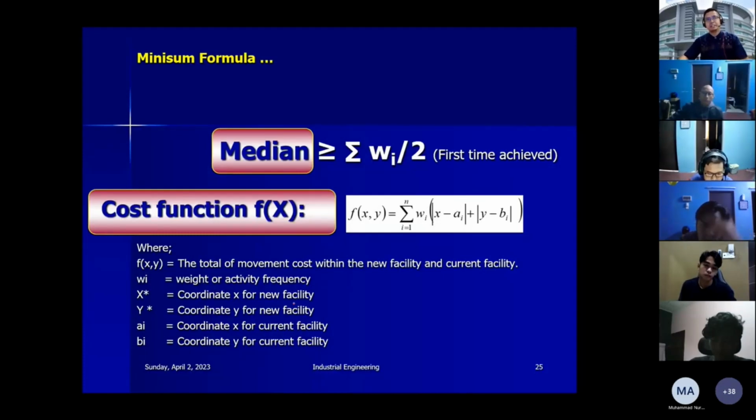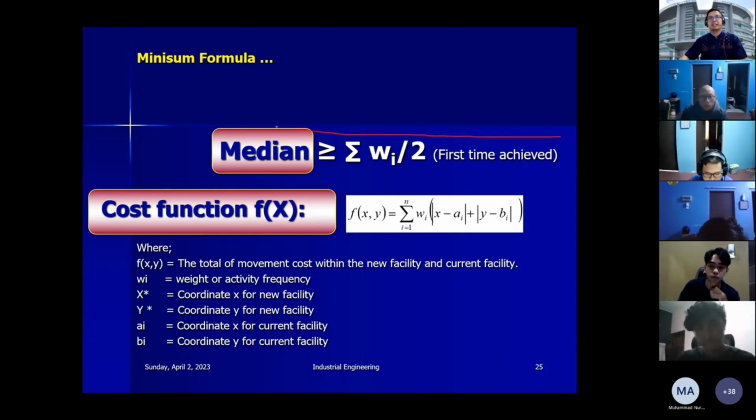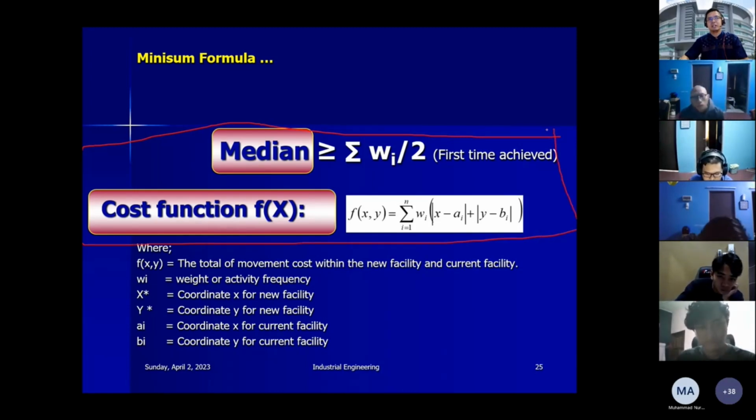Okay, this is the formula for the minisum approach. Please copy it down first. The formula will be like this, two types. In order to get the median, we have the sum of the wi divided by 2. Okay, first we achieve this, later on I will explain.